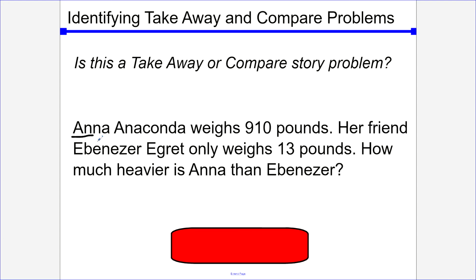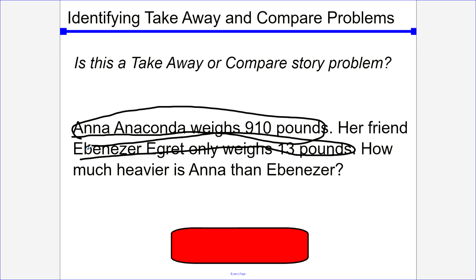Let's go ahead and quickly identify the information. Anna weighs 910 pounds. Ebenezer weighs only 13 pounds. I'm trying to figure out how much heavier Anna is than Ebenezer. I want you to take a moment and think about what the keywords are in this problem. What are the keywords that tell you if this is a takeaway or compare problem? Now that you've thought about the keywords, third grade, I want you to tell me, is this a takeaway or compare problem?